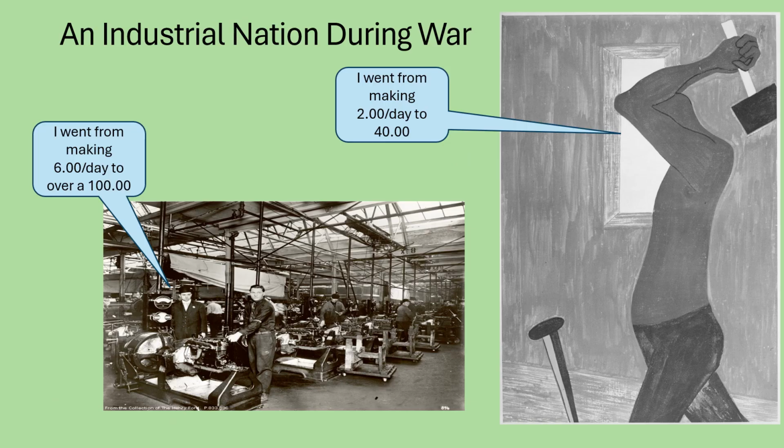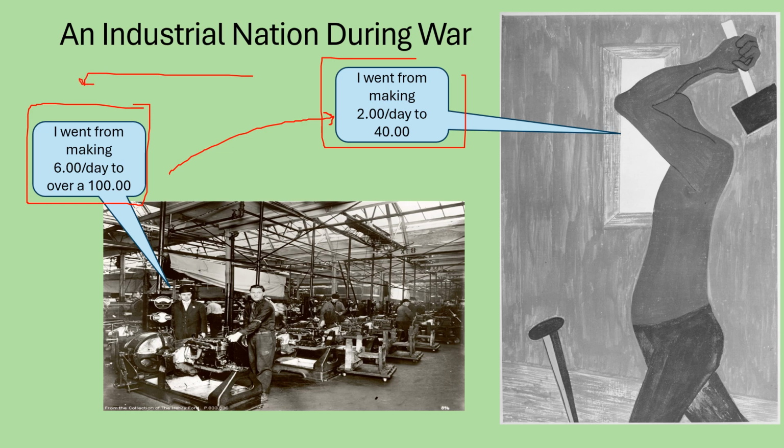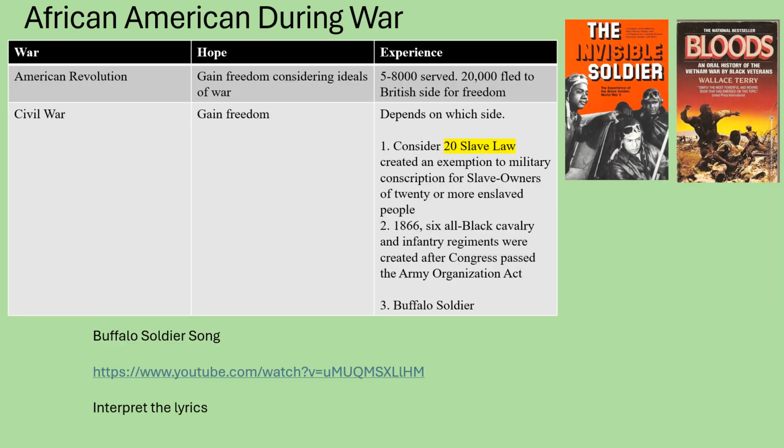One of the issues that's going to come up is the discrepancy. For example, here, this individual is arguing that he went from making $6 to over $100 a day, whereas over here, the African American is going from $2 to $40 per day. Keep in mind that these numbers are made up here. This is a reference to a book statistic. But for the most part, we still have the pay gap that exists, and that is something that is factual and documented.